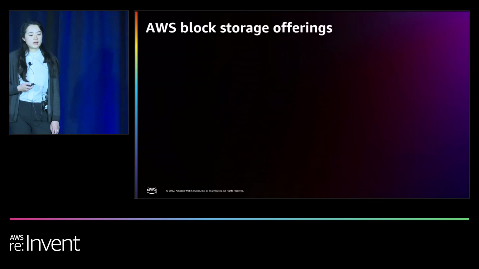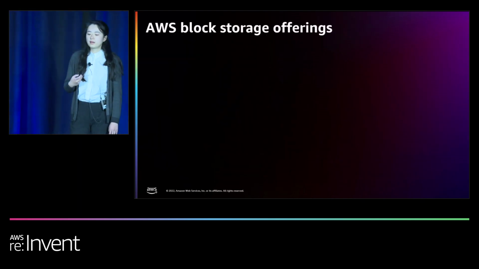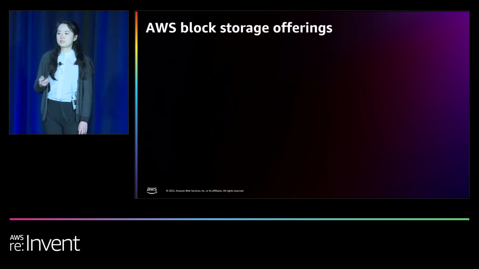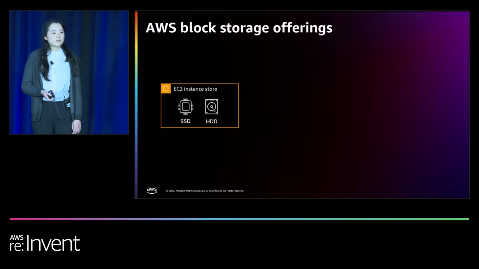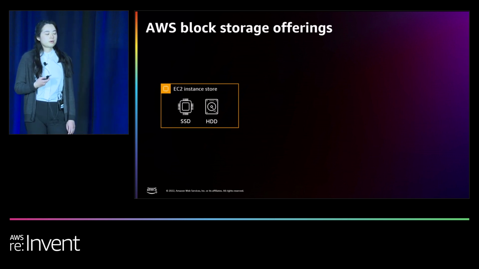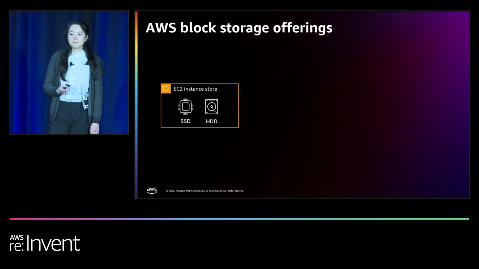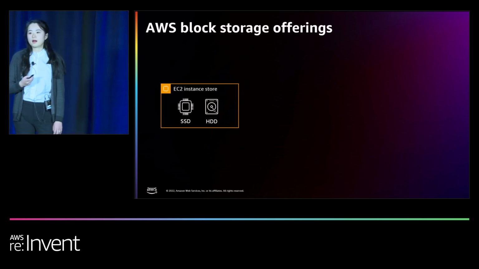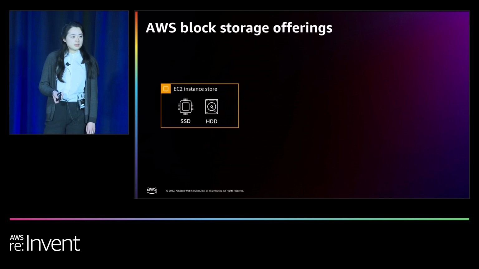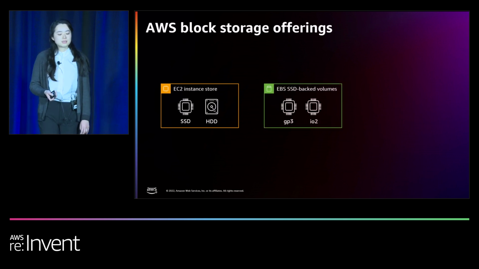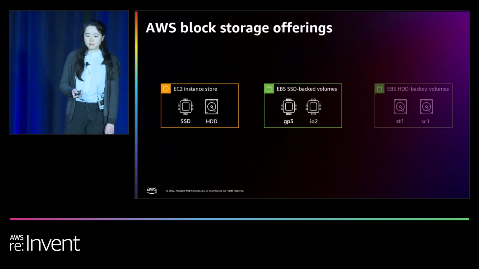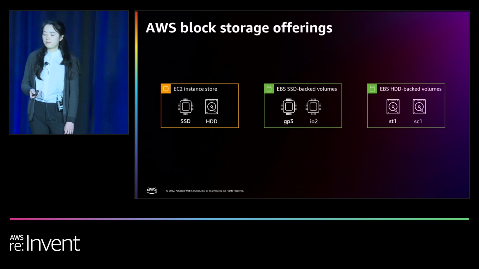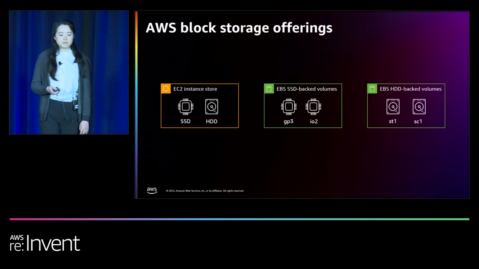Let's take a quick look at our block offerings. We like to think about our block offerings through EC2 Instance Store and EBS volumes. For EC2 Instance Store, we have instance stores that provide SSD and HDD. For SSD, think about your I4 instance types. And for your HDD, think about your D3 instance types. And for EBS, for our SSD-backed volumes, we have GP3 and IO2. And for our HDD-backed volumes, we have ST1 and SC1 volumes.